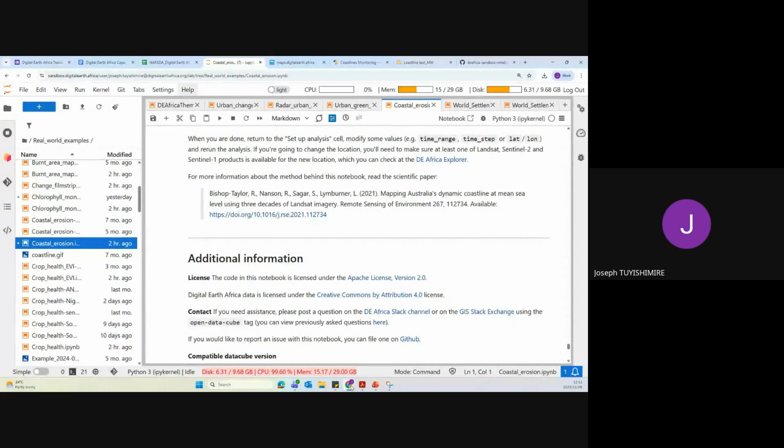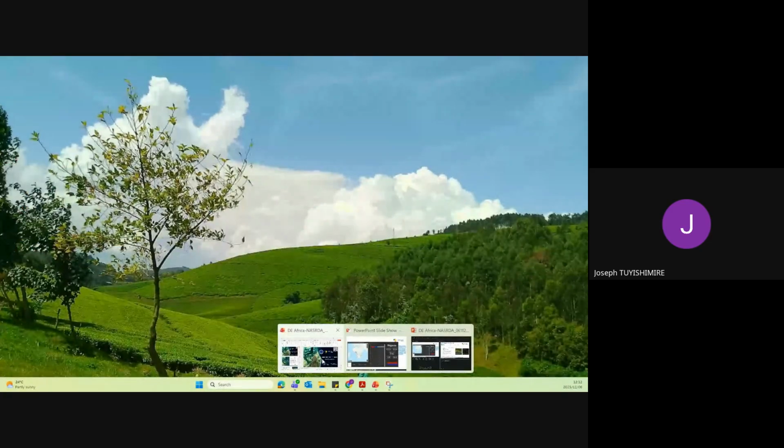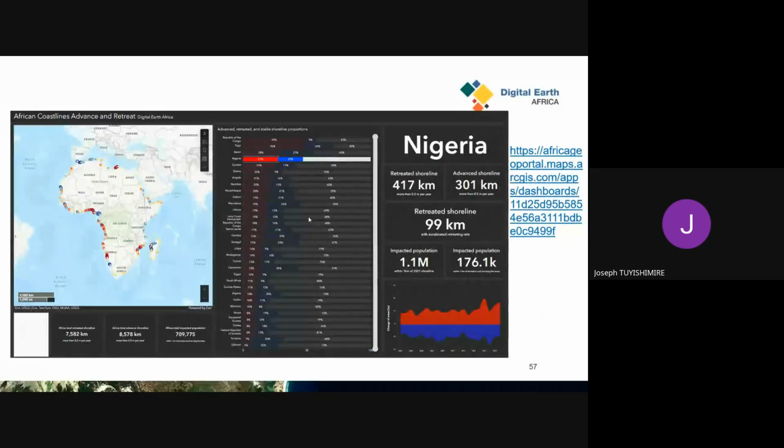So lastly, the last part of the presentation, we've developed a dashboard. The idea was that everyone should be able to understand the change in coastal erosion, whether there has been erosion, accretion, or it remained unchanged.